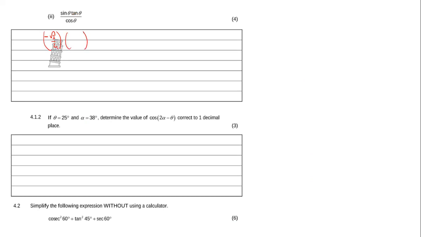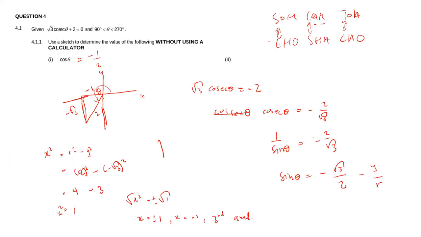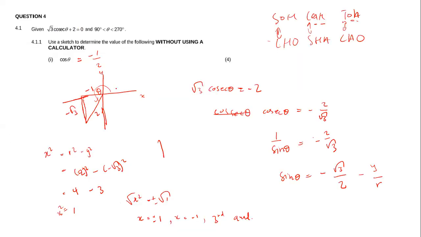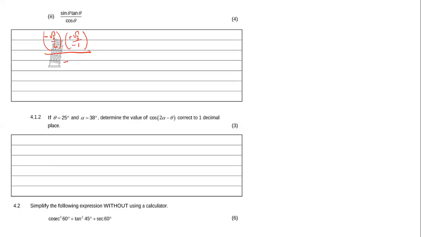So what will be our tan theta? Let's go to our diagram. Tan theta is opposite over adjacent. So theta is here, opposite is -√3, adjacent is -1. Let me write it: we have -√3 over -1. Divide by cos theta. Cos theta is this one. We have determined it, which is -1/2. So we can just write it over there, -1/2.